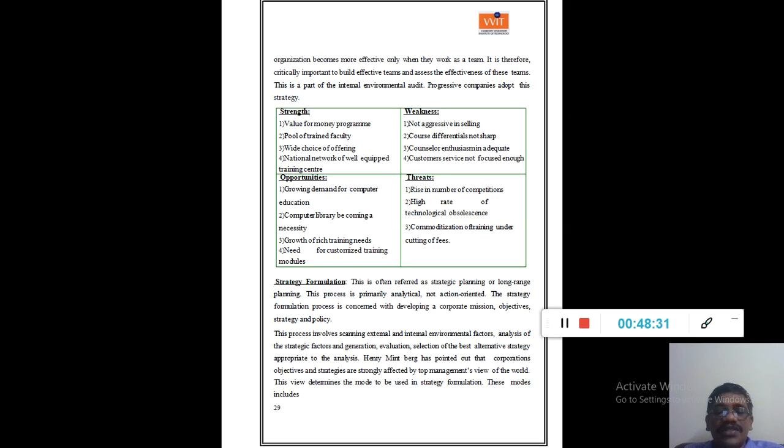This process involves scanning external and internal environment factors. So you can scan the external environment and internal environment, then analysis of the strategic factors and generation, and then evaluation and selection of the best alternative strategy appropriate to the analysis.